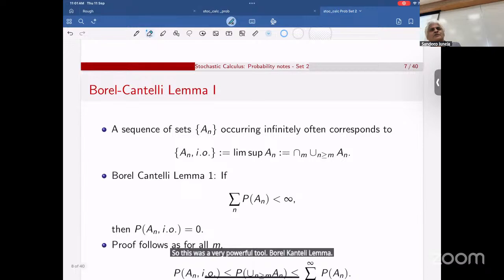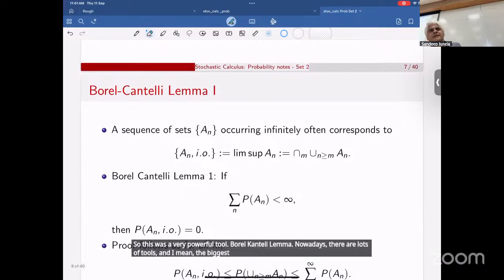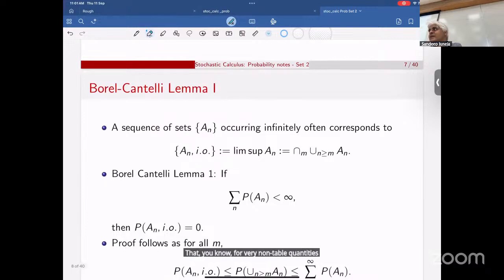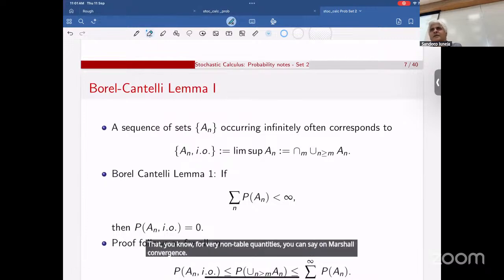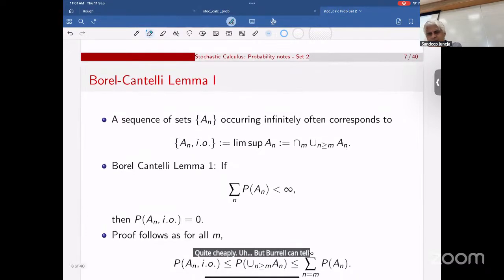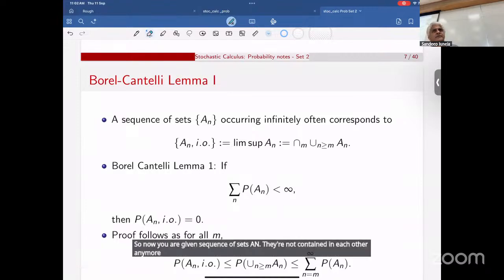Nowadays, there are lots of tools, and the biggest one comes from the martingale convergence theorem and all that, so that for very non-trivial quantities, you can say almost sure convergence quite cheaply. But Borel-Cantelli is a nice result. So now you're given a sequence of sets A_n. They're not contained in each other anymore, just general sets A_n.